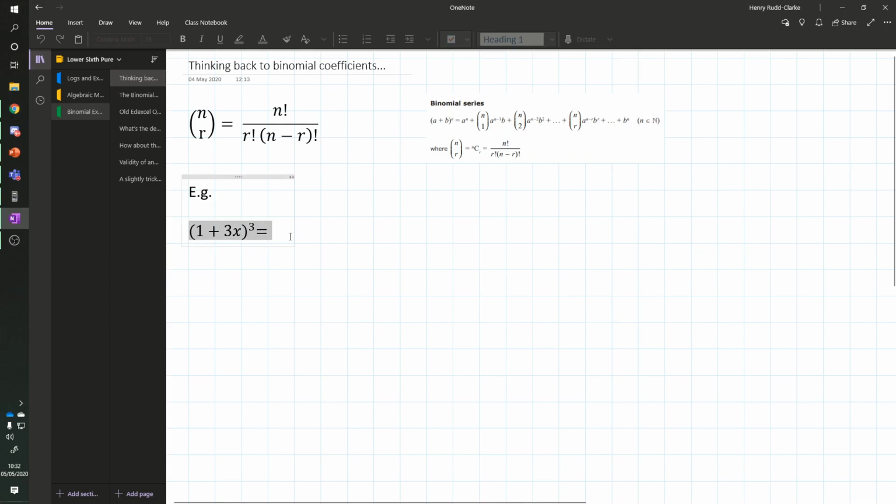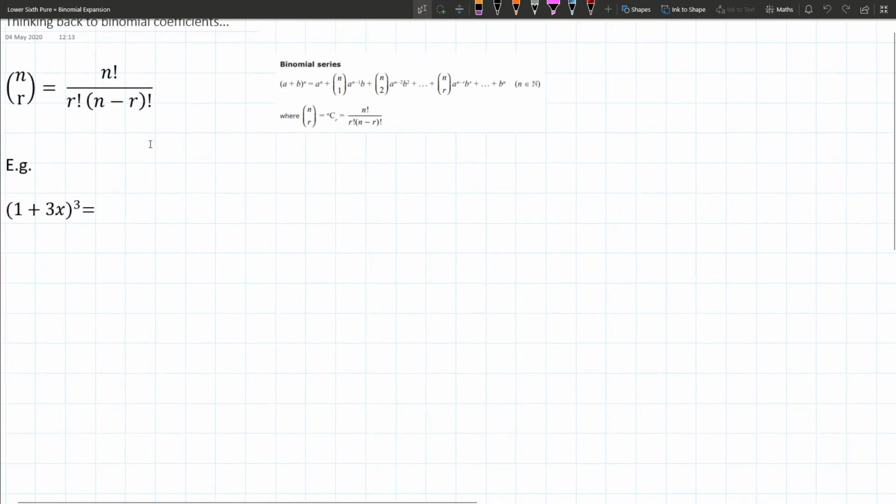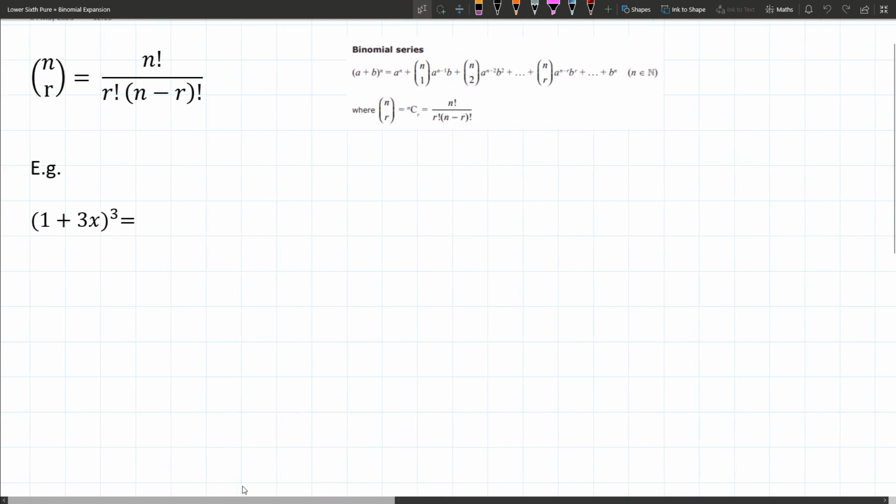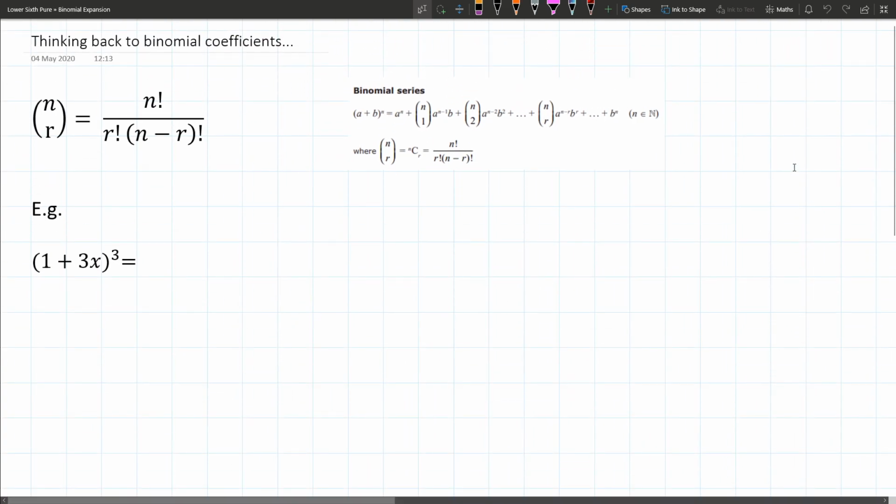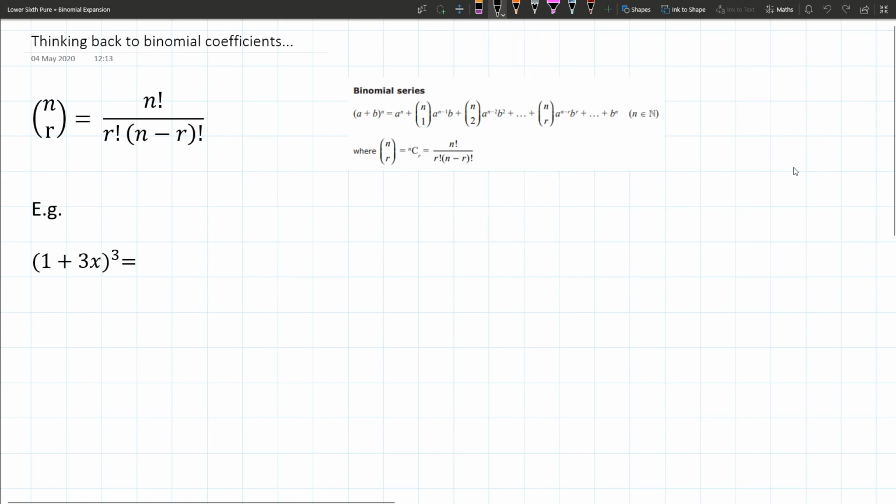So for example, we have to expand something like this, 1 plus 3x to the power of 3. So let's quickly run through this. You might remember how to do it. Maybe you want to pause the video here and have a quick bash at doing it yourselves to see if you can remember. So I'm going to expand this.